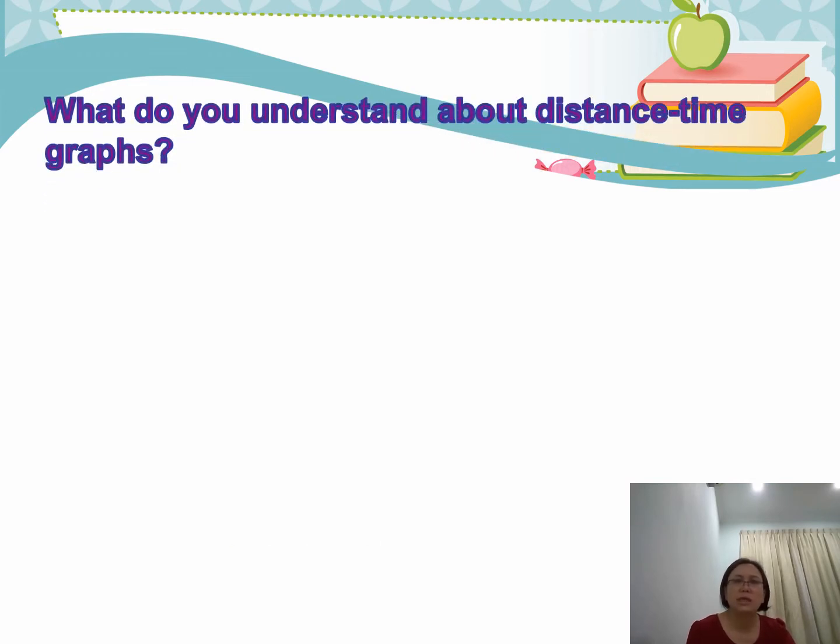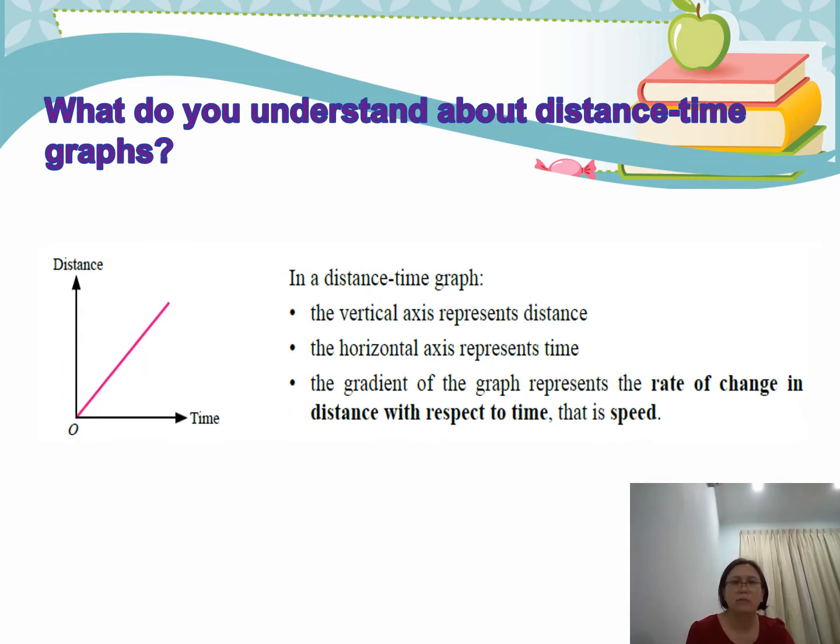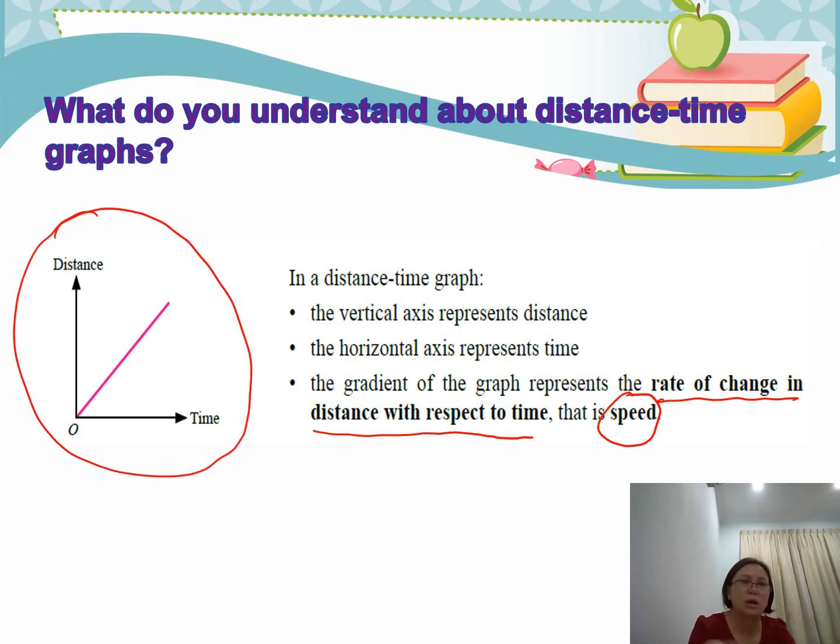So what do we understand about the distance and time graph? In a distance and time graph, the vertical axis represents the distance. The horizontal axis represents the time. The gradient of the graph represents the rate of change in distance with respect to time, that is speed. So when you see a distance and time graph and calculate the gradient, it means you are calculating the speed of the object.